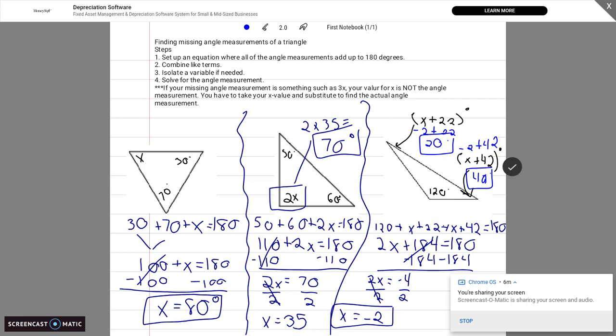And if you want to make sure that you did your work right for any of these three problems, go back and add up all of your angle measurements. So if I go back to the first one, 30 plus 70 plus 80, that's going to give me 180. Checks out. 50 plus 70 plus 60 is also going to give me 180. So that checks out. And then 20 plus 120 plus 40 also gives me 180 degrees. So that means I completed all three problems correctly.